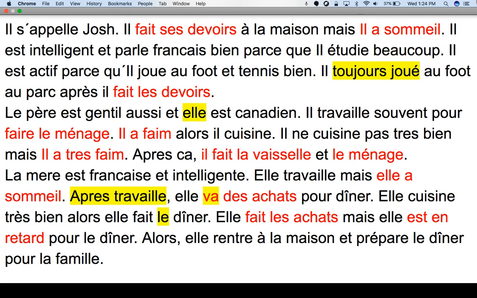Remember, we did expressions with faire, avoir, être, and aller. So I'm looking for those when I'm reading. Look at these. We have il fait ses devoirs, il a sommeil, il fait les devoirs, il fait le ménage, il a faim, il a très faim, il fait la vaisselle, il fait le ménage, elle a sommeil, elle fait des achats, elle fait les achats en retard.